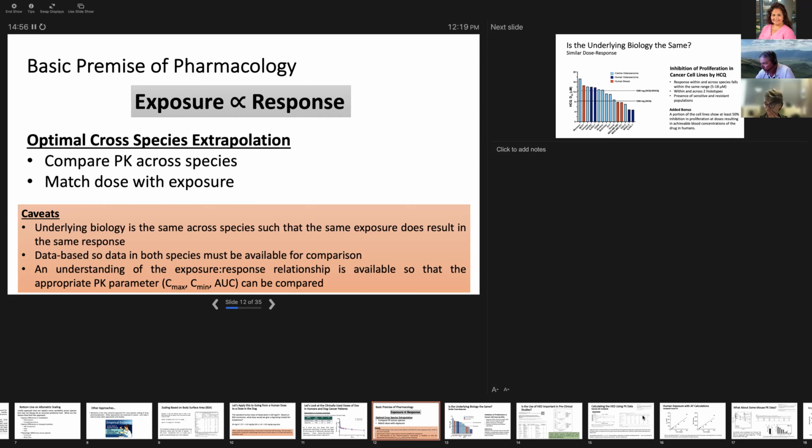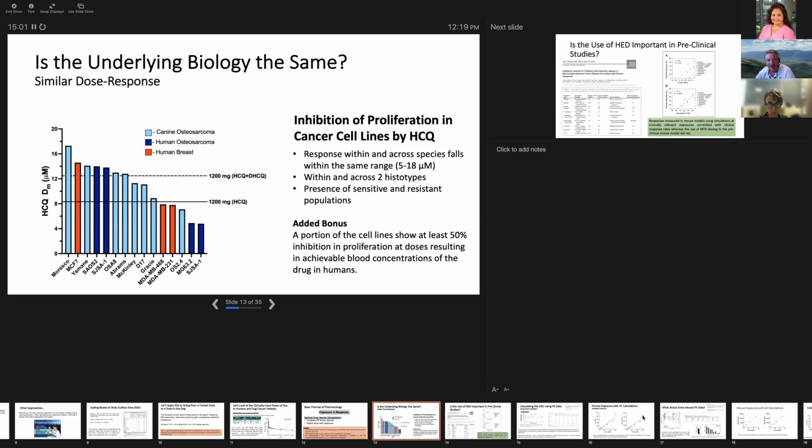And it's interesting, and I put this in here because this is some data I've been actually working on lately in our own studies. Is the underlying biology the same? And so I actually made this figure just a couple of weeks ago. So I was like, I'm going to put this in because it shows it is. And this is actually getting to a lot of what I'm going to talk about next month in terms of in vitro, in vivo exposures and making sure that they're relevant to the pharmacology. Here's some canine and human osteosarcoma cell lines and some human breast sprinkled in there, looking at inhibition of proliferation by hydroxychloroquine. And these are some studies we're doing looking at autophagy inhibition.